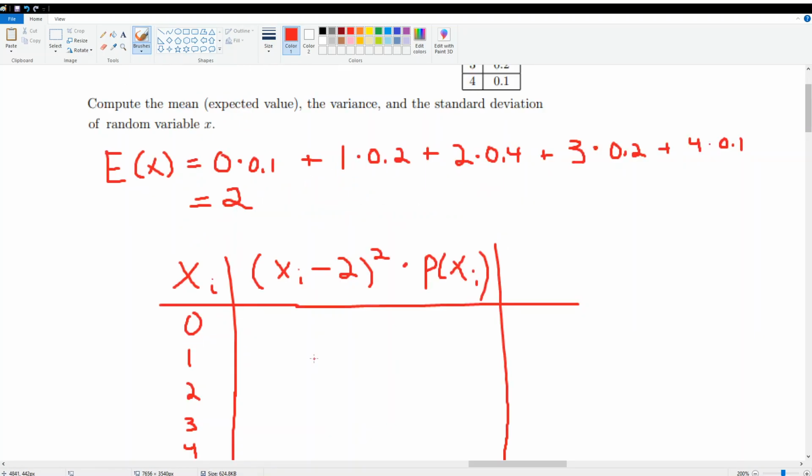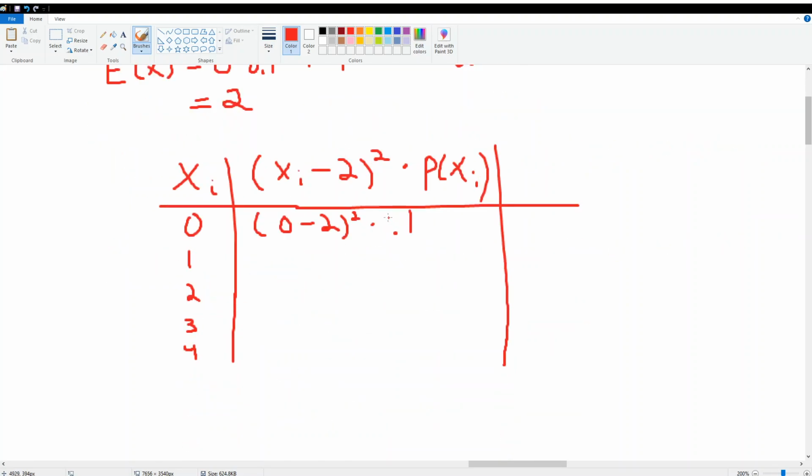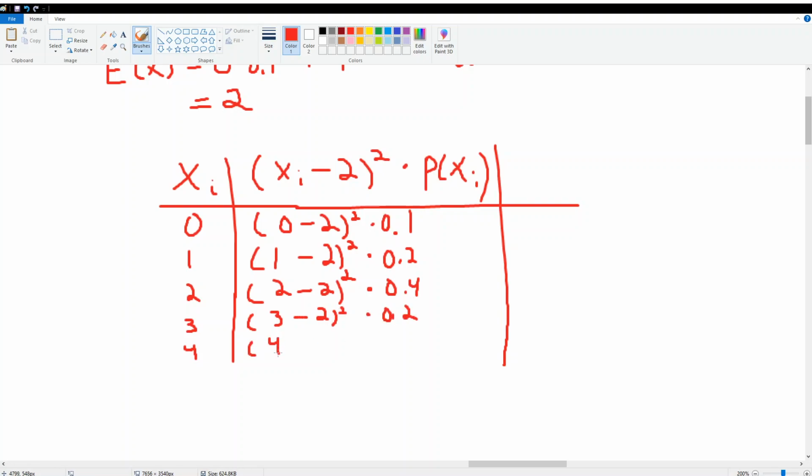So in this case, we have 0 minus 2 squared. The chances of selling no cars is 0.1. Then we have 1 car, so minus 2. Square that. The chances of 1 car is 20%, so 0.2. And then 2 cars, 2 minus 2. Spoiler alert, that's going to be 0. So none of the variance comes from 2 cars. And then 3 cars, 3 minus 2. Square that. Times 0.2, and then we have 4 minus 2, square that, times 0.1.